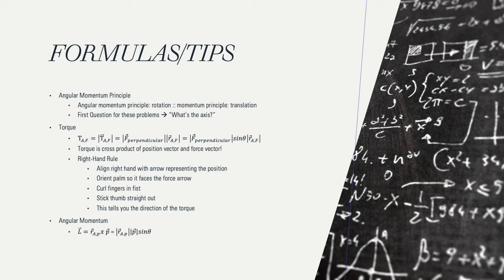And then the right-hand rule, which you can also use in angular momentum, is the concept that if you align your right hand with the position arrow, orient your palm so it faces your force, curl your fingers into a fist, and stick your thumb straight out, this will tell you the direction that the torque or the momentum is moving. So that will be into or out of the page. And then angular momentum is the cross product between momentum and the position vector.